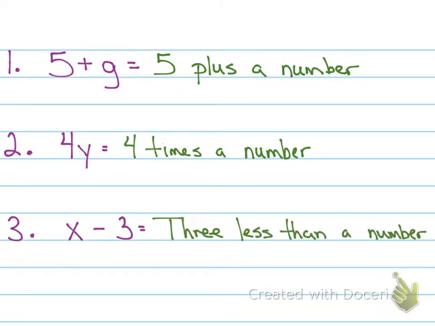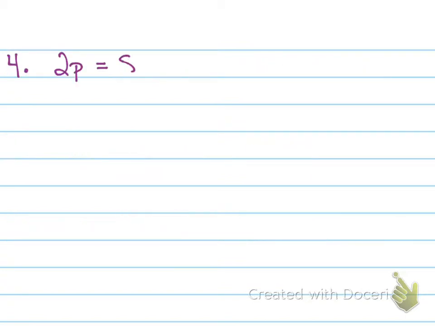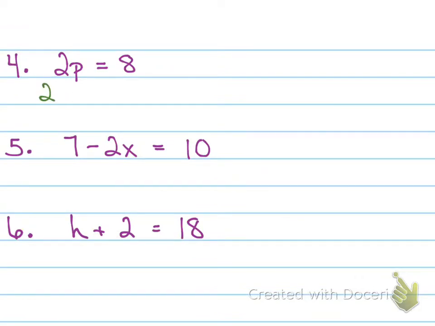Okay. All right, so what if it's a whole sentence now? All right, so you're going to have equals or is in there. Go ahead and try these. Number 4, 2 times a number equals 8. Who got it? 2 times a number equals 8. Good.